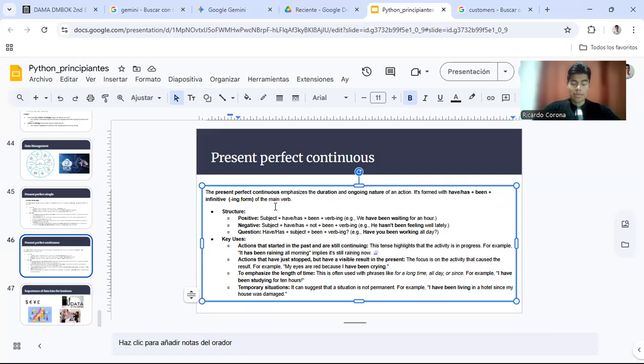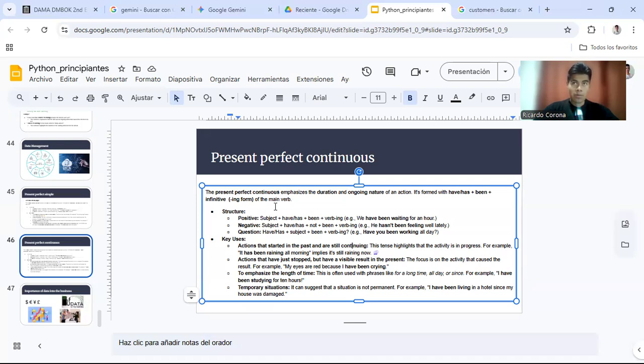He has been working all the morning because he started in the past and is continuing that action that has just stopped but has a visible result in the present. The focus is on the activity that caused the result. For example, my eyes are red because I have been crying.